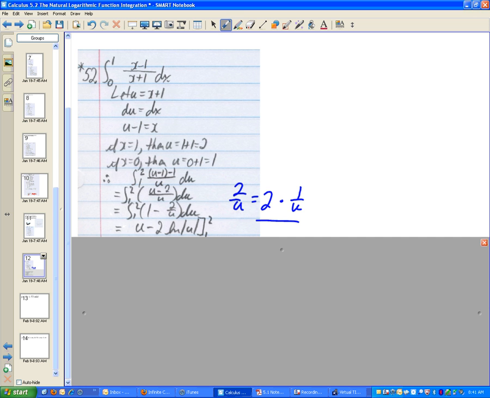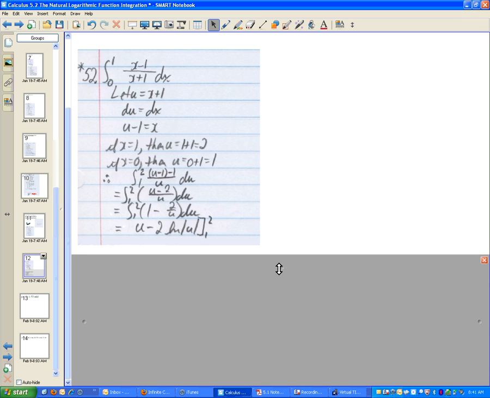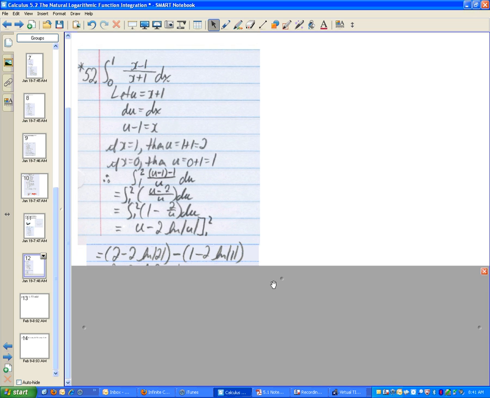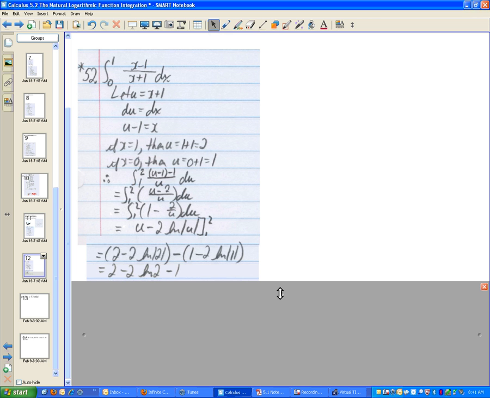So let's evaluate. Do we evaluate for the 1 first or the 2 first? The 2. So that becomes 2 minus 2 times the natural log of the absolute value of 2, minus 1 minus 2 times the natural log of the absolute value of 1. Do I need the absolute value signs? No. 2's positive, 1's positive. They're not doing anything. So the first parentheses I can write as 2 minus 2 natural log of 2.